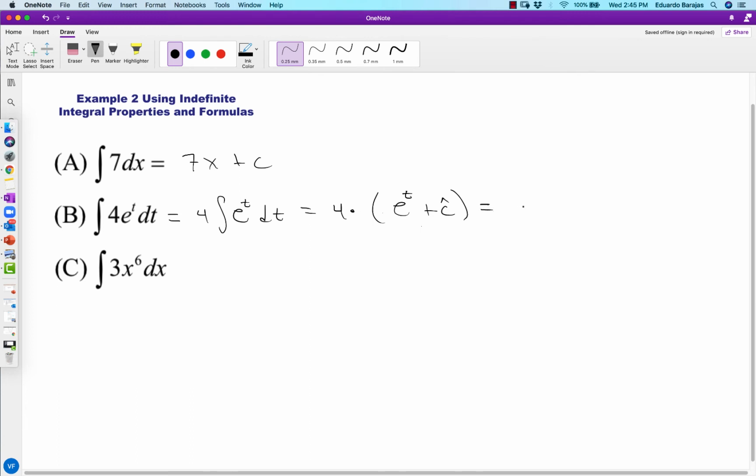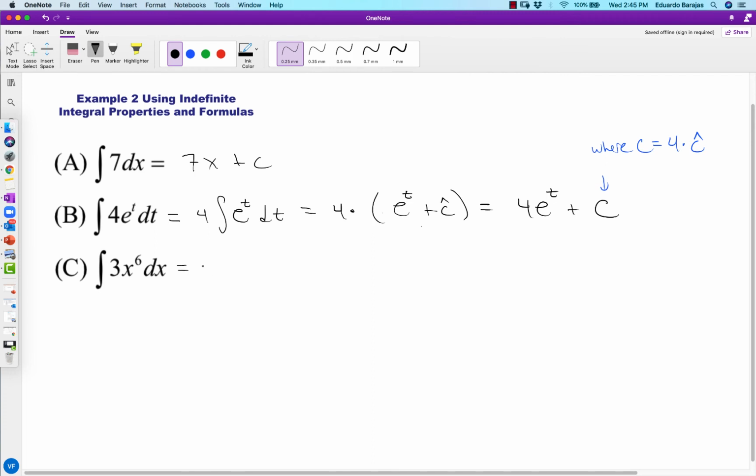So then this is just 4e to the t plus c, where c equals 4 times c hat. Again, most of the time people just ignore this step here and jump right to that. Okay, another one. Again, one of our properties says we can pull out the 3.